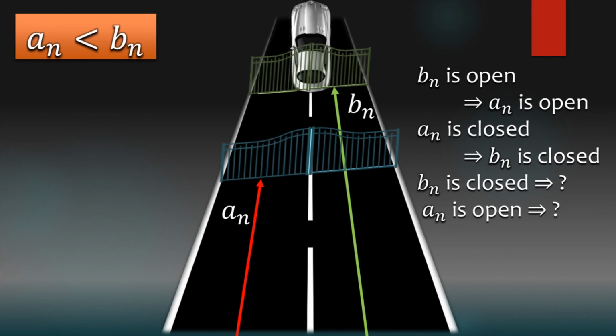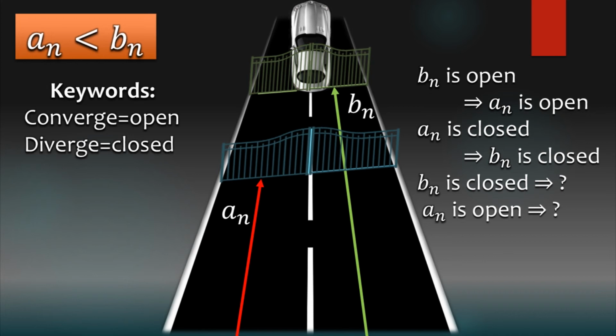So the key point here is converge is equal to open and diverge is equal to closed. So if you apply the comparison test rules on it, you can see if bn is open or converged, then an is open or converged. And if an is closed or diverged, then bn is closed or diverged.